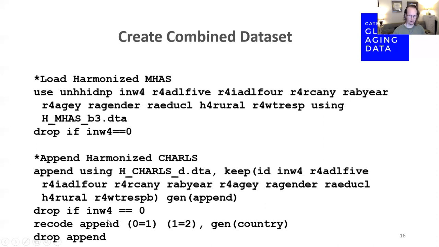Then we can recode our append variable. Append is coded as 0 or 1, with 1 meaning it was part of the appending data set. So we're going to give everyone from the MHAS data a value of 1, and everyone from the CHARLS data a value of 2.